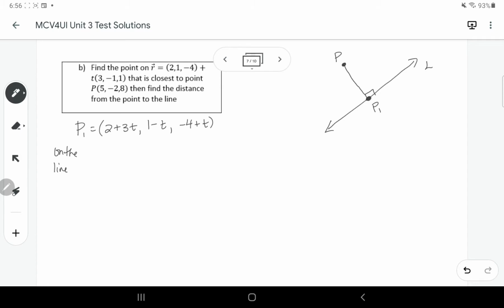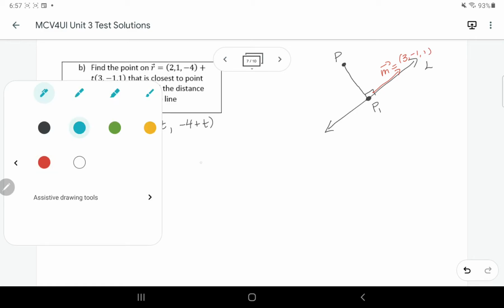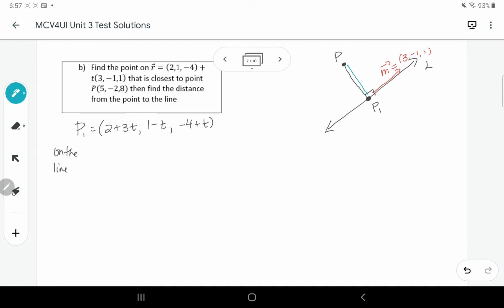And what do I know about 90-degree angles with vectors? Well, we know that the direction vector of the line, M, which would be 3, -1, 1, would have a dot product with the vector here that would equal 0. So we know that the vector P to P1 dot M would equal 0. So that's what I'm going to do. What is vector P1?